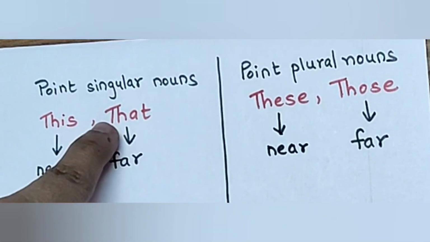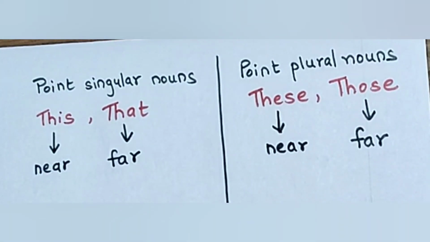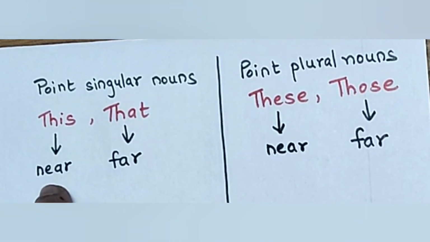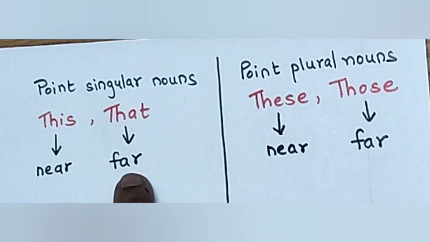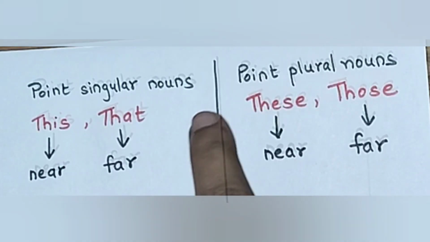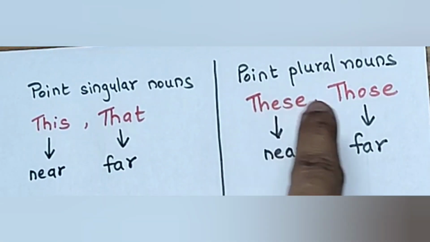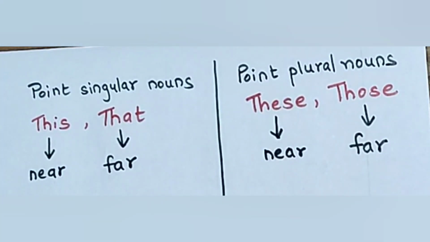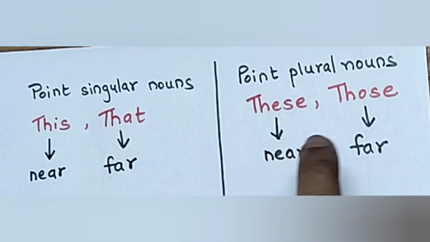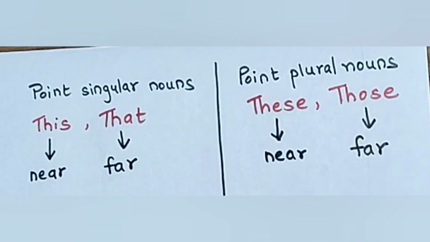So, to point at one single object, we use this and that. If the object is near, we use this, and if that object is far, we use that. To point at more than one object, we use these and those. If the objects are near you, we use these, and if the objects are far, we use those.